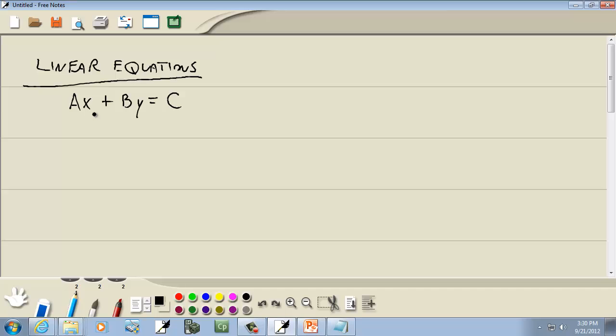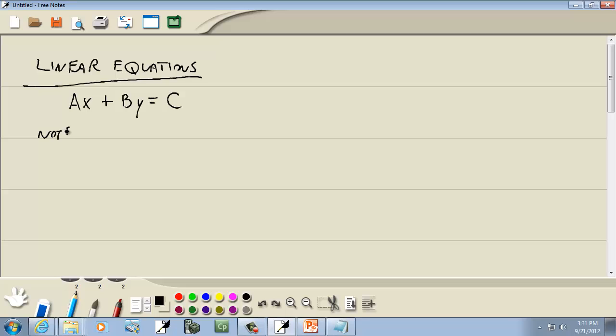And basically you've got x to the first power, you've got y to the first power. And a, b, and c can be any numbers. Now we don't have to have all the x's and y's on the left side. Could have an x over here and y over here. The a, b, and c represent any numbers. So again, x and y are the first power, and there's no variables in the denominator.